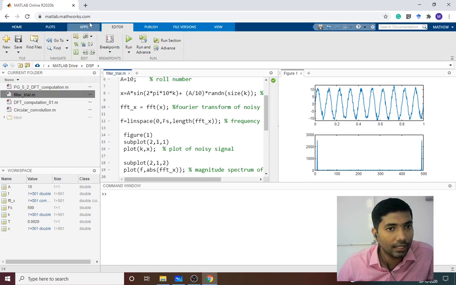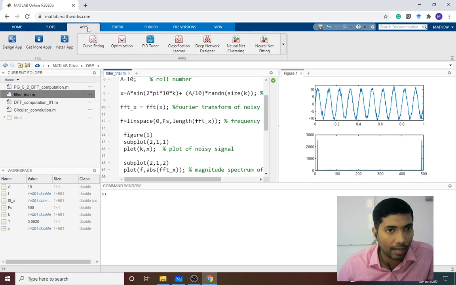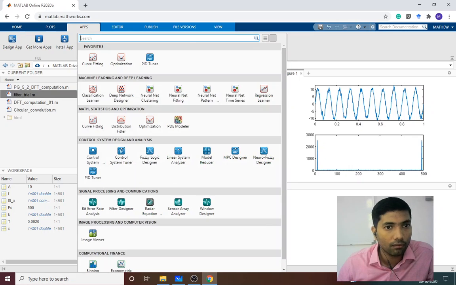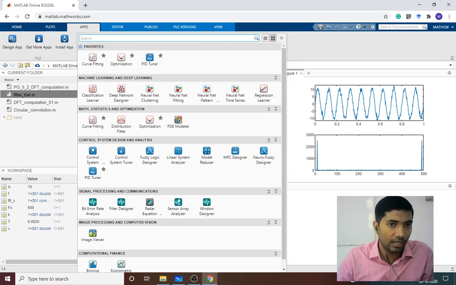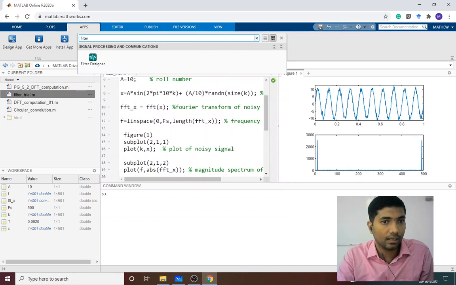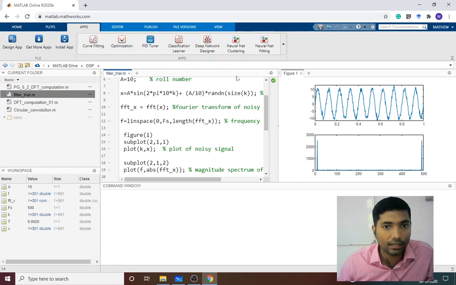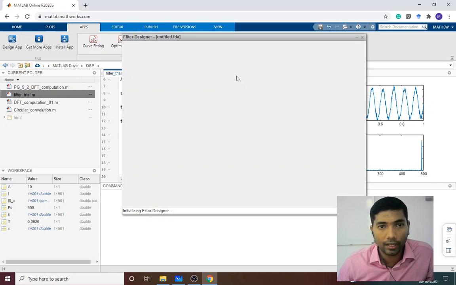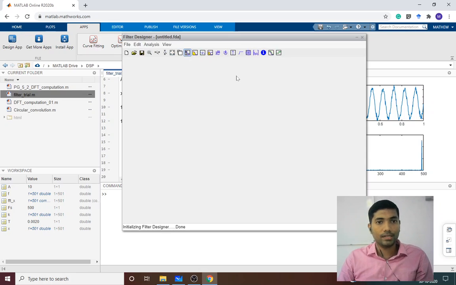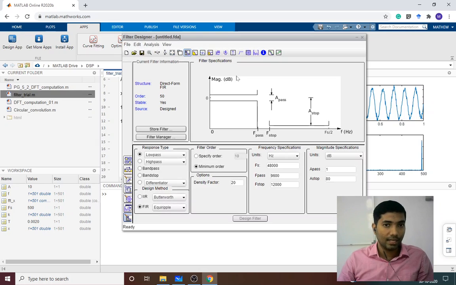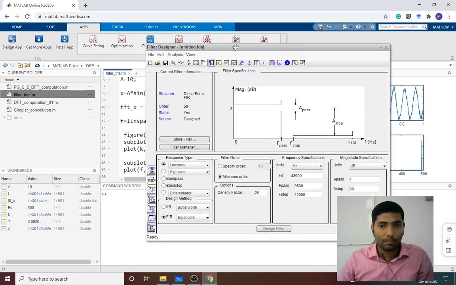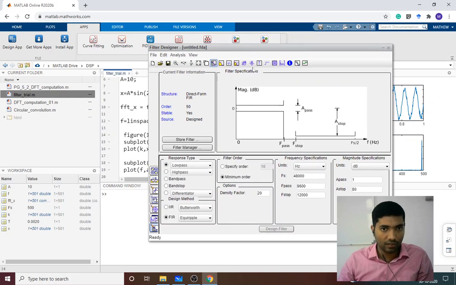So in order to do that, we will go to the apps tab at the top, and we will search for filter designer. So you will see that the filter designer app is here. Click on that, and it will open up a new window which helps in designing the digital filter. Okay, so this is the application for designing the digital filter.